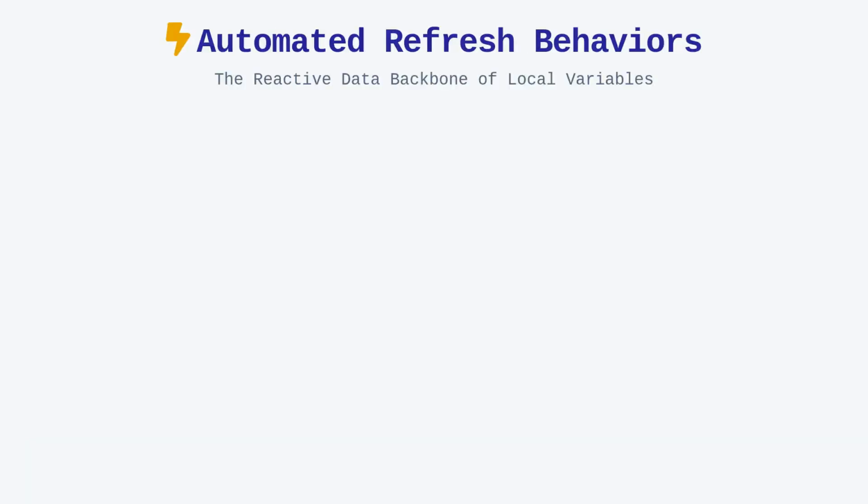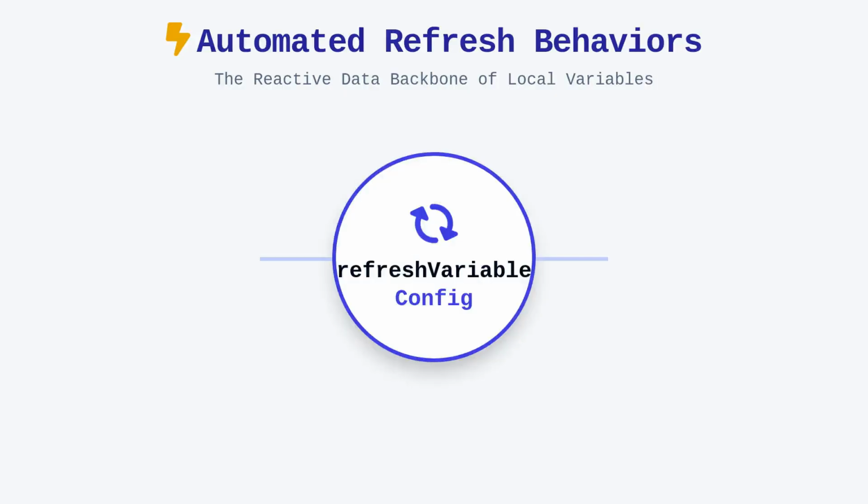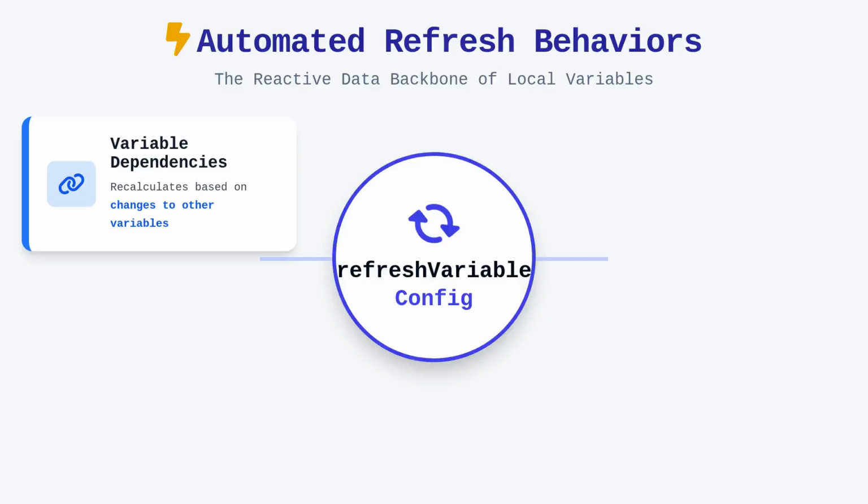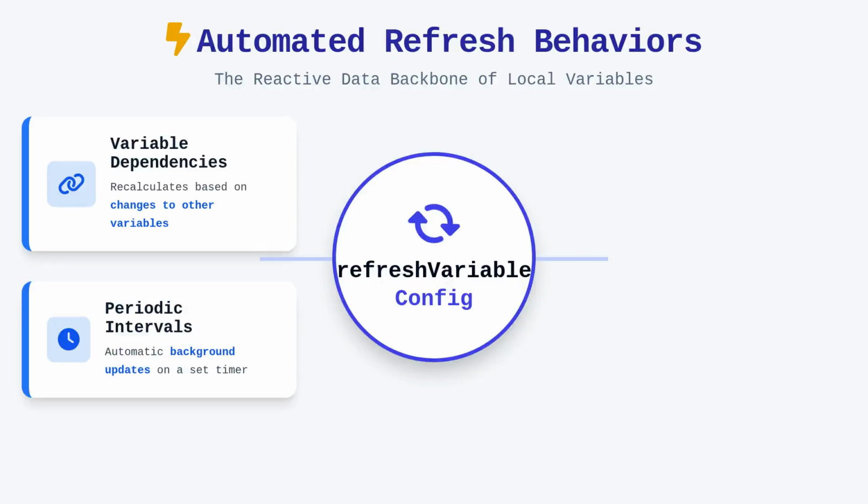The true power of local variables emerges when we pair them with automated refresh behaviors. Through the refresh variable configuration, you gain granular control over when a variable recalculates its value. We can define refresh criteria based on changes to other variables or even set periodic intervals for background updates.